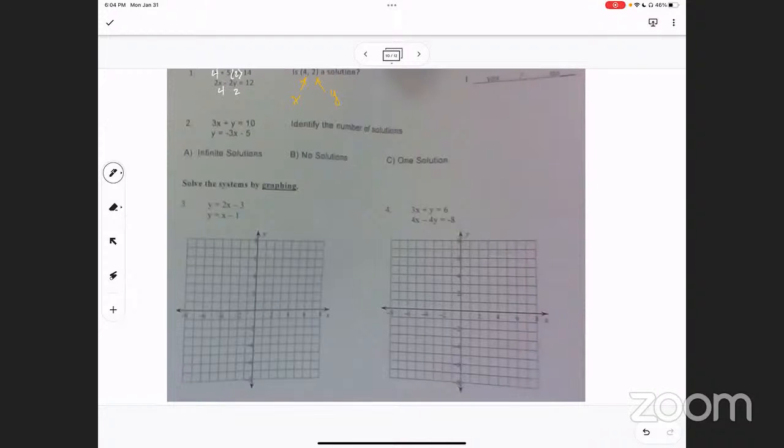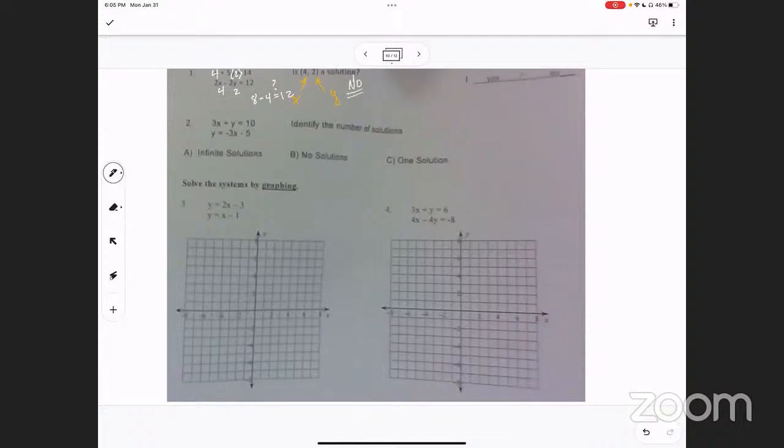Hang on, wait, let me do that. That would be 8 minus 4. Does 8 minus 4 equal 12? No. So this is not a solution to the system.